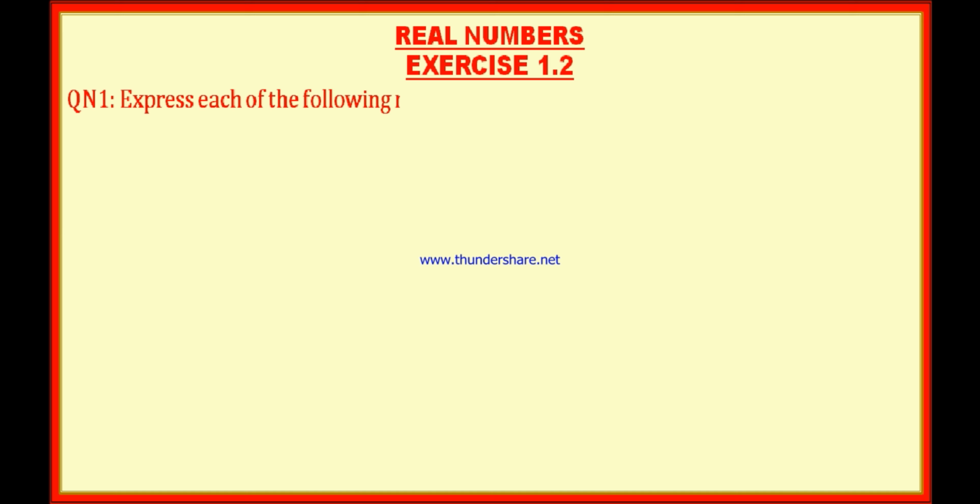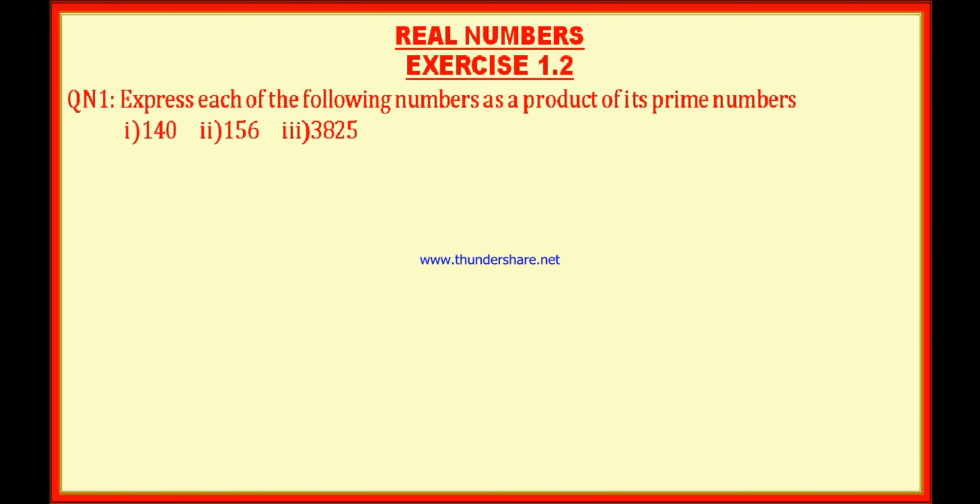Now exercise 1.2. Here is question number 1. Express each of the following numbers as a product of its prime factors. The first is 140, the second number is 156, the third number is 3825, the fourth is 5005 and the fifth is 7429.